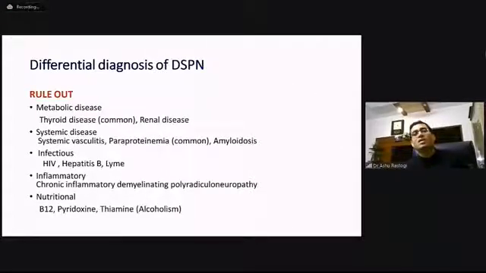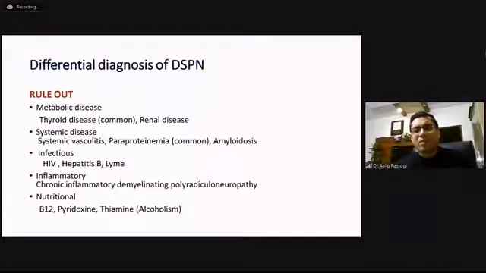So this is about the differential diagnosis, because we know that the diagnosis of diabetic neuropathy is a diagnosis of exclusion. So we should rule out certain disorders which also have a very prevalent neuropathy, and one among them is hypothyroidism. Thyroid disease is very common. You should at least do a thyroid function test for those patients who are coming to your clinic with neuropathy symptoms. Renal disease because of uremic neuropathy, some systemic disease, and we are commonly seeing paraproteinemia, and that is because of some kind of malignancies, a myeloma, and even amyloidosis can also present with neuropathy.